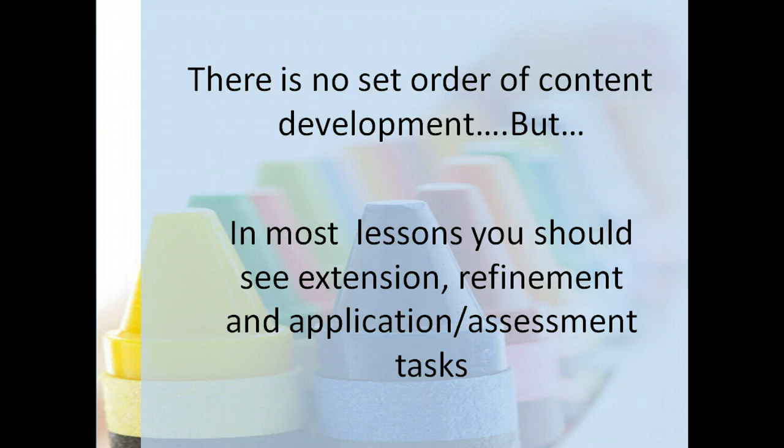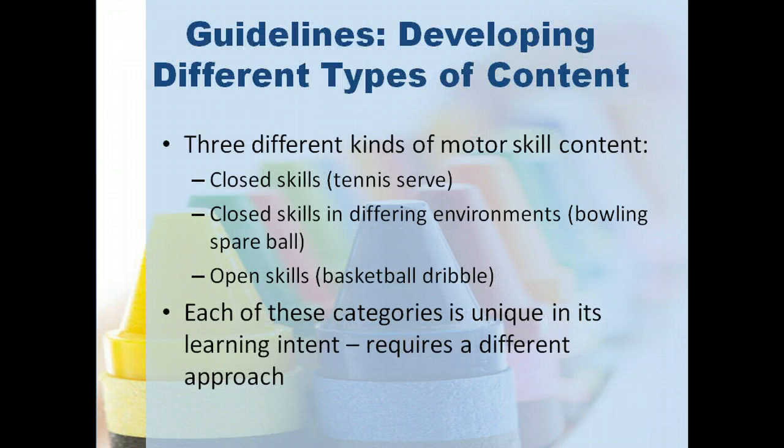It depends mostly on the learner's readiness and their developmental appropriateness for doing or performing the skill or the task. As we mentioned in Chapter 2, there are 3 different kinds of motor skill content: closed skills, like a tennis serve; closed skills in differing environments, like a bowling spare ball; or open skills, like a basketball dribble or a tennis forehand. Each of these categories is unique in its learning intent, and it requires a different approach when you're teaching.